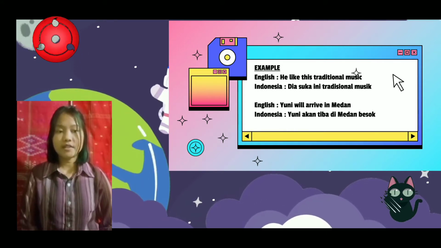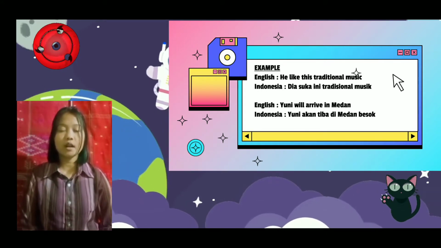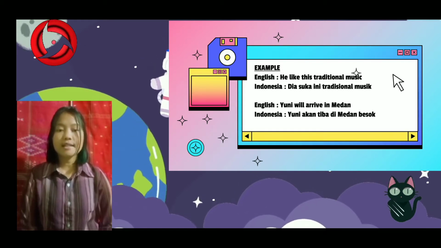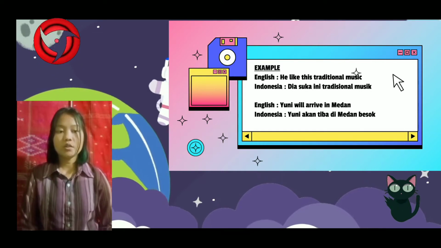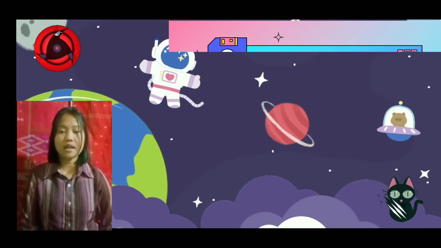In Indonesian: dia suka ini traditional music. The second sample, in English: Yuni will arrive in Medan. In Indonesian: Yuni akan tiba di Medan besok.